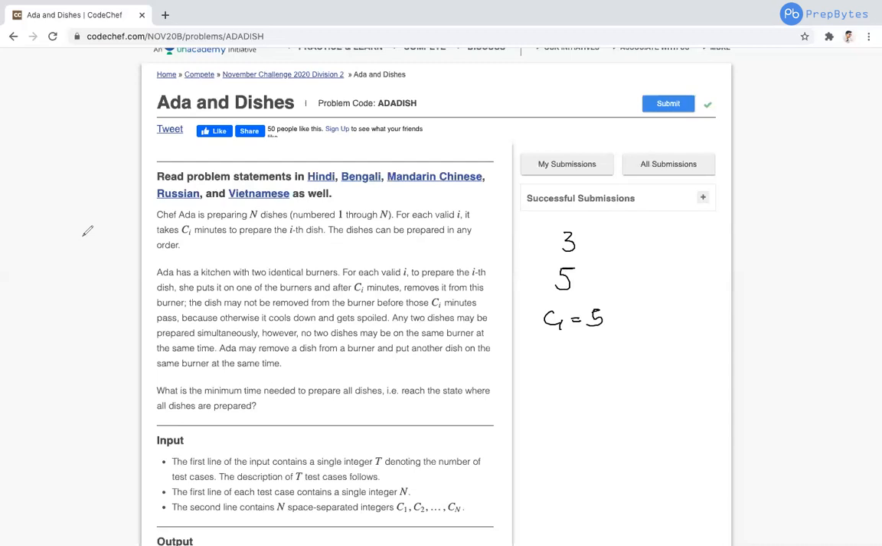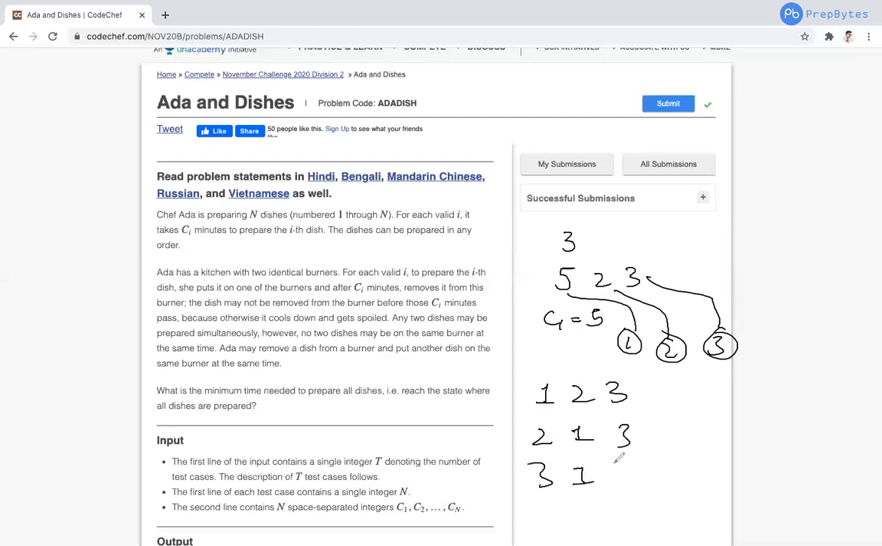Now let's move further. The dishes can be prepared in any order. Suppose n is equal to 3, the second dish is prepared in 2 minutes, and the third dish in 3 minutes. We can first prepare the first dish, then the second, then the third. Or simply 2-1-3, or 3-1-2, or 3-2-1. There is no specific order. You can choose any dish first and continue with any dish which is not yet prepared.